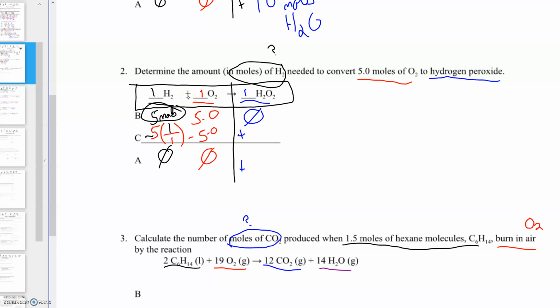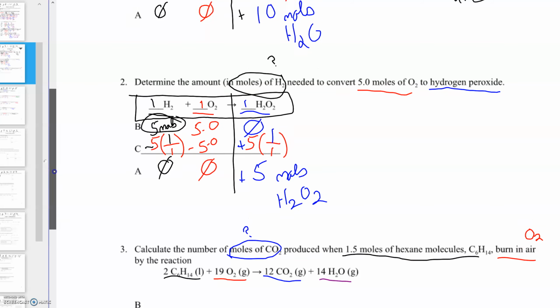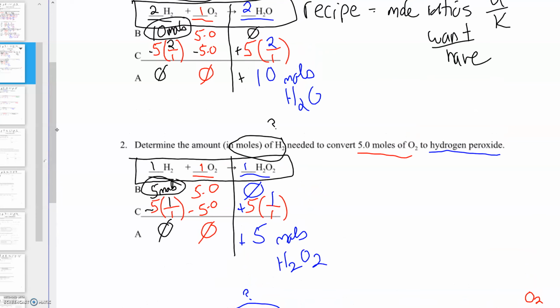And for fun, let's just fill in the rest of the chart. So I'm going to be creating 5 times the ratio of hydrogen peroxide, which is 1, to oxygen, which is 1. So 5 times 1 over 1, that's going to be 5 moles of hydrogen peroxide. Now let's see how this compares to our previous problem. It's almost the exact same setup, but why is it different? Because the balanced coefficients are different.